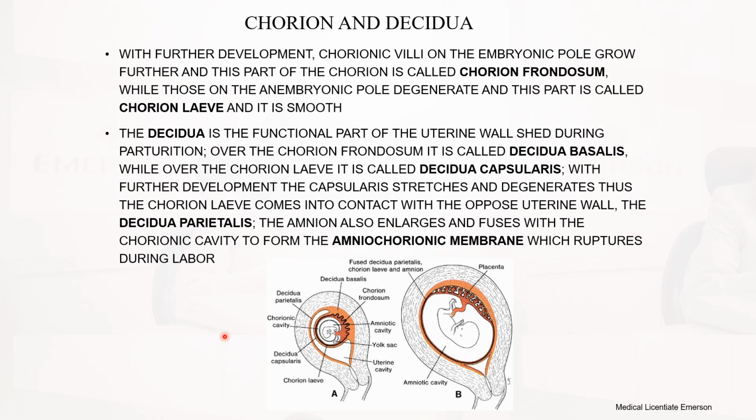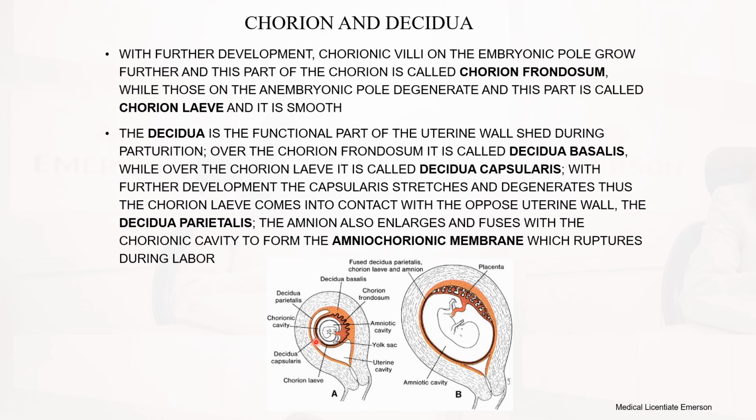So let's talk about the decidua. The decidua is the functional part of the uterine wall that's shed during parturition. The decidua that is found over the chorion frondosum is called the decidua basalis, while the decidua that is found over the chorion laeve is called the decidua capsularis.